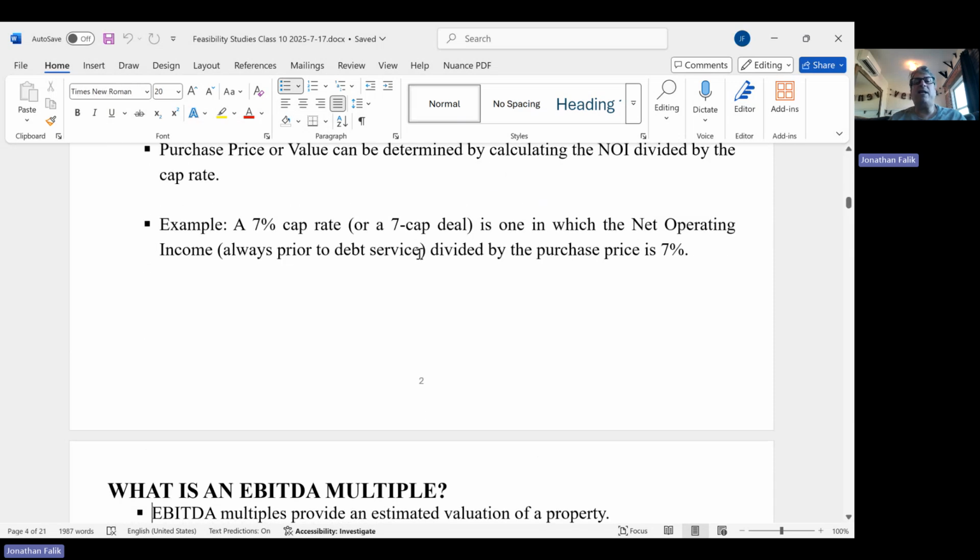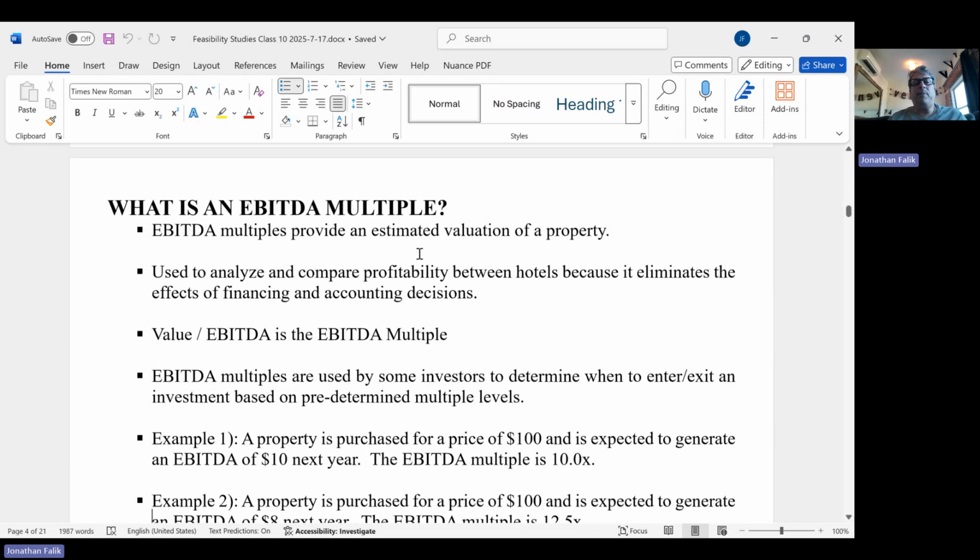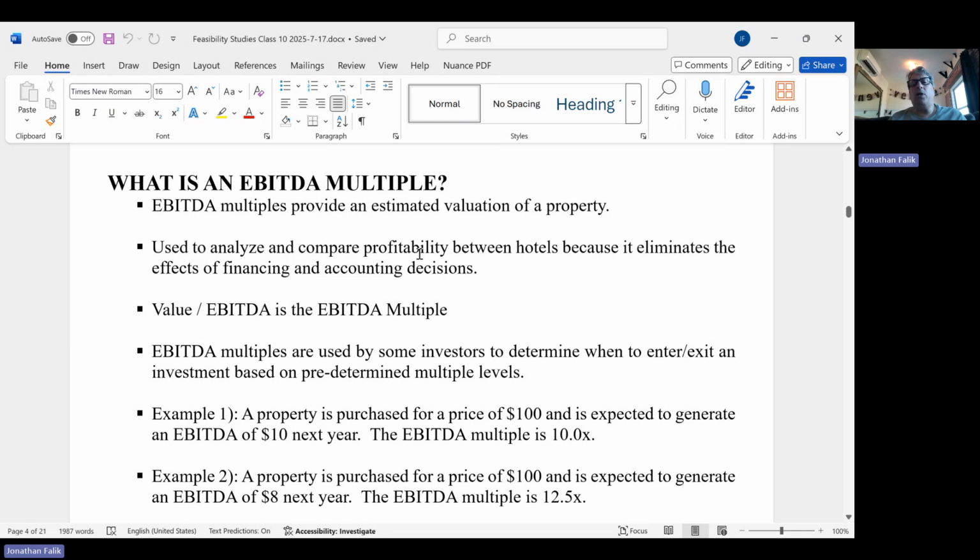So again, a 7% cap rate deal is one where the net operating income divided by the purchase price or the value is 7%. We'll talk a little bit about an EBITDA multiple. Financial investors talk about EBITDA multiples more than real estate investors. So Wall Street people talk about EBITDA multiples, and it's kind of the inverse of a cap rate.